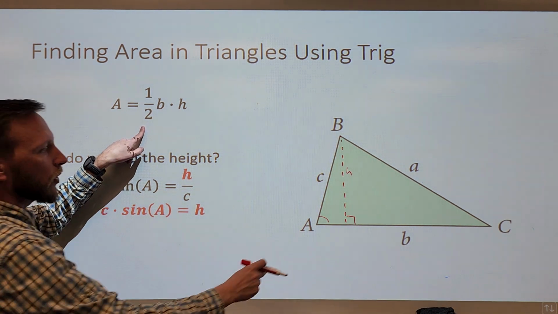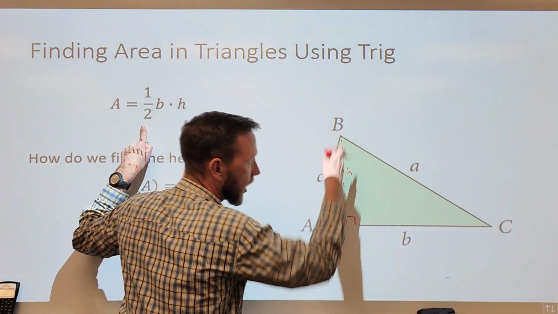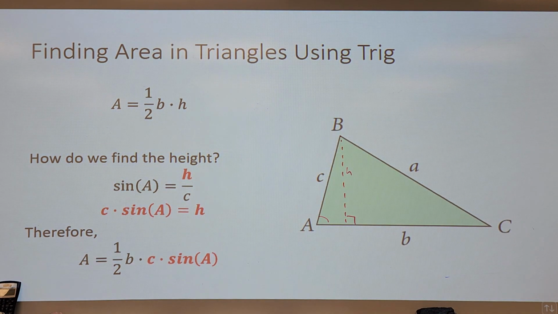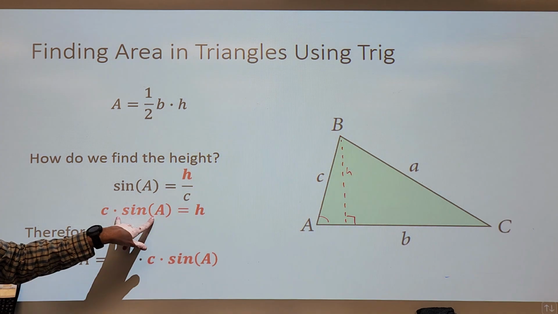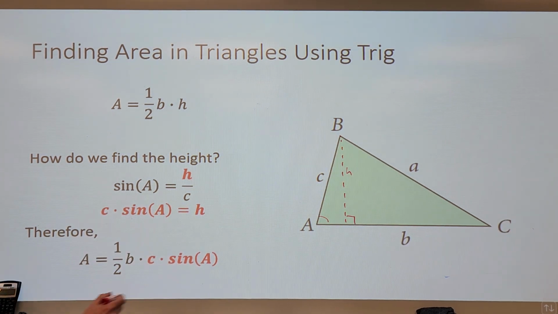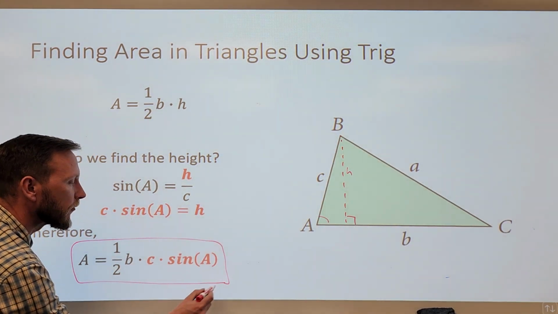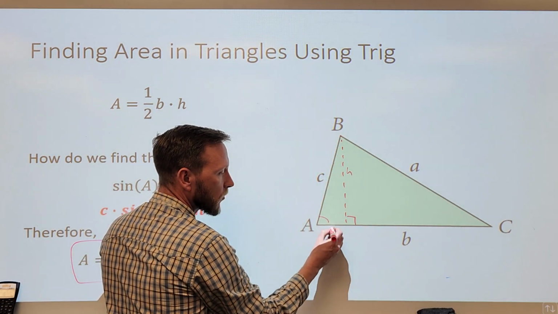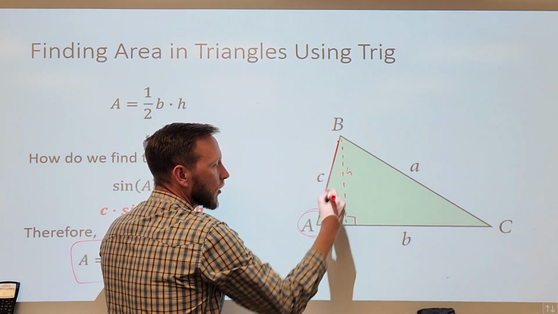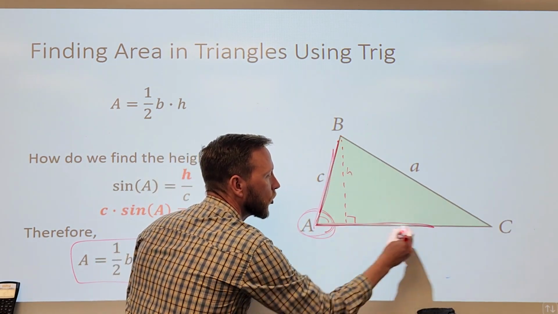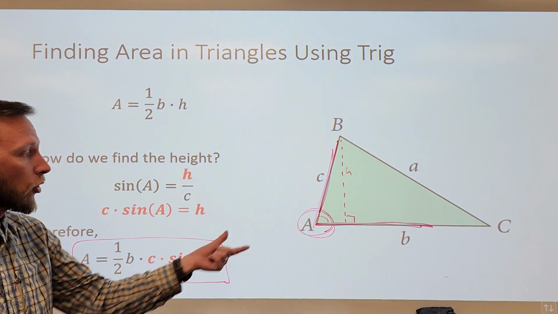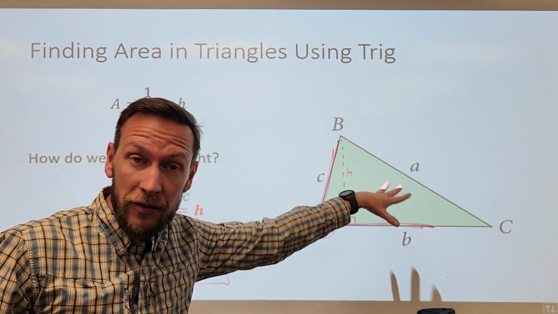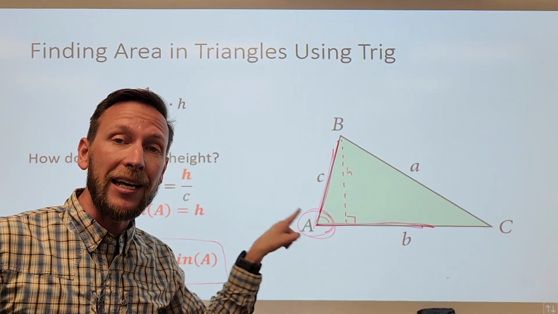Well, if we take 1/2 times the base of the triangle times the height of the triangle, then the area of this triangle will be 1/2 times b times what h equals. And h equals c times the sine of a. So this is our formula for the area of a triangle. If we know the measure of this angle, and we know the lengths of these two sides that include the angle, so if we have two sides and the included angle in any triangle, it doesn't even have to be a right triangle, then we can find its area.